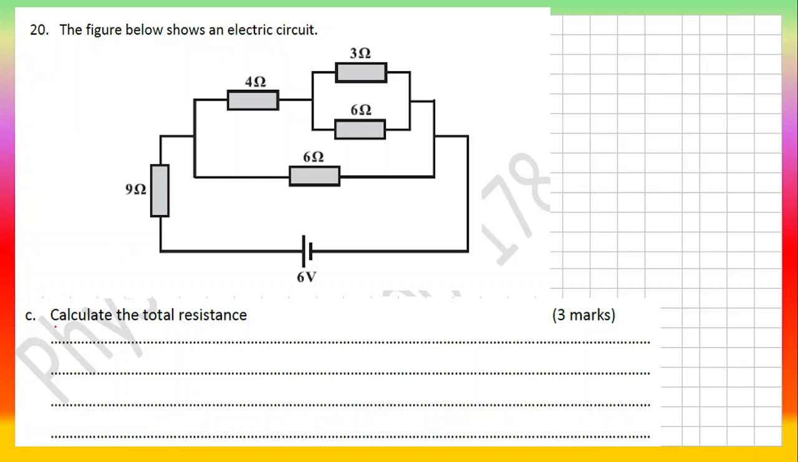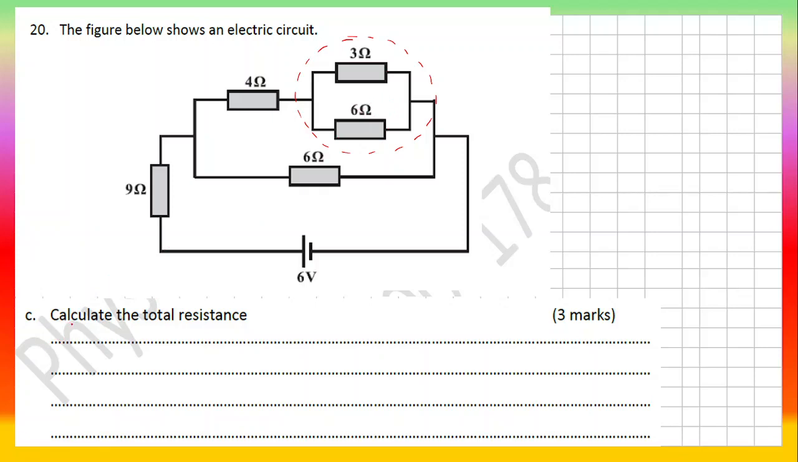Part C, calculate the total resistance. We want to get the total resistance of this circuit here. Now, if you want to get the total resistance, always try and look for the smallest part of the circuit that you can simplify. Now here, where do we start from? I can't start from the 9, neither can I start from the 4, but the smallest part that we can start with is here. Yes, this one.